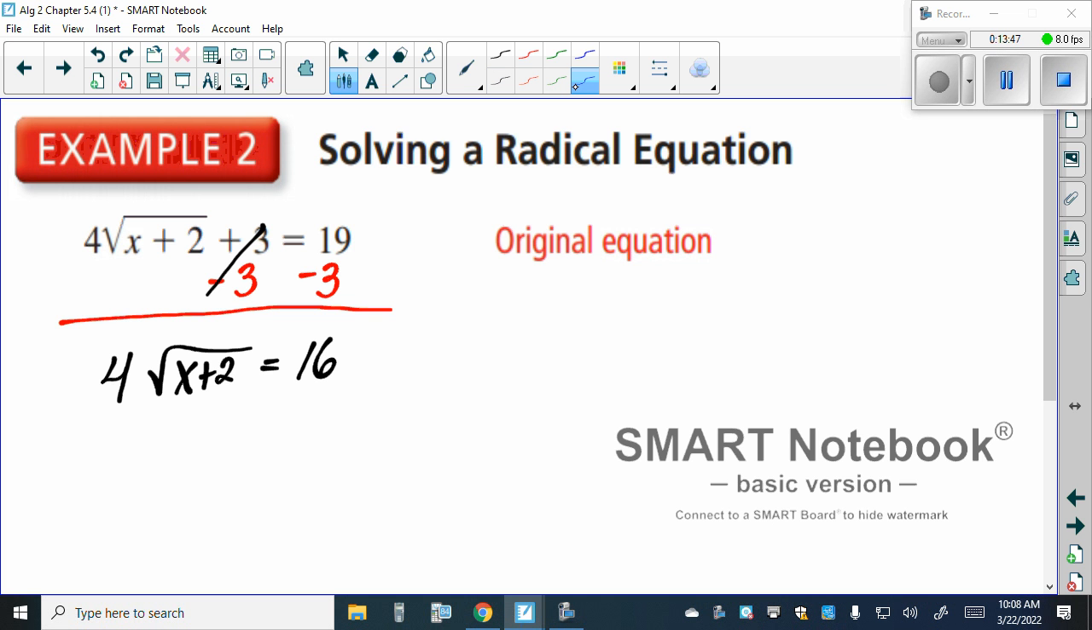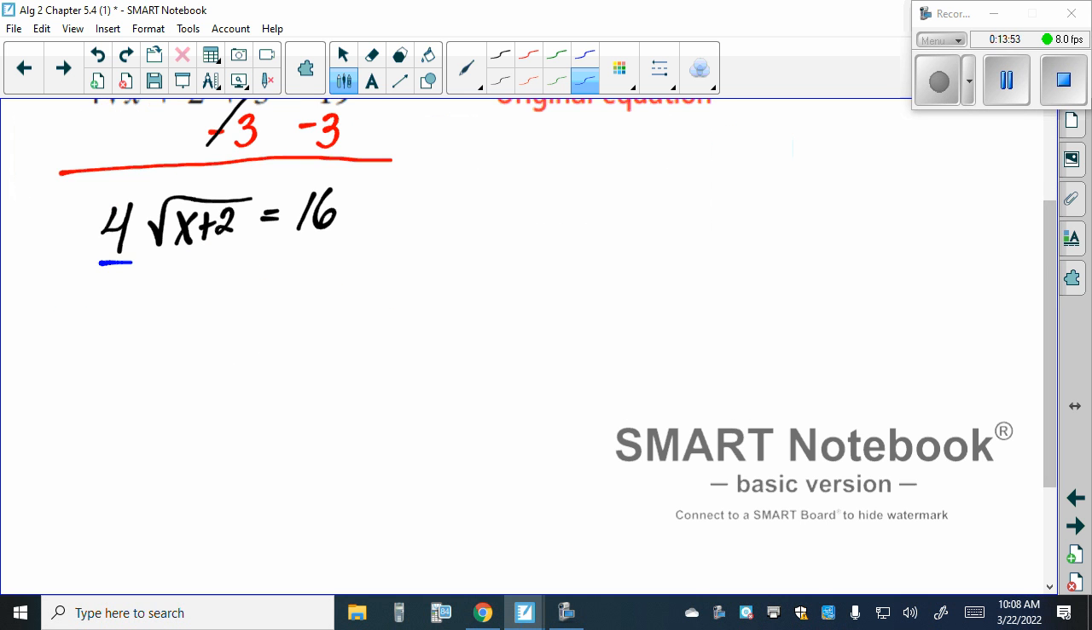Is the radical by itself? What do we need to do next? We need to divide both sides by 4, because here, 4 divided by 4 is 1. Yes? I think you're giving me the answer for the other side, because 16 divided by 4 is indeed 4.